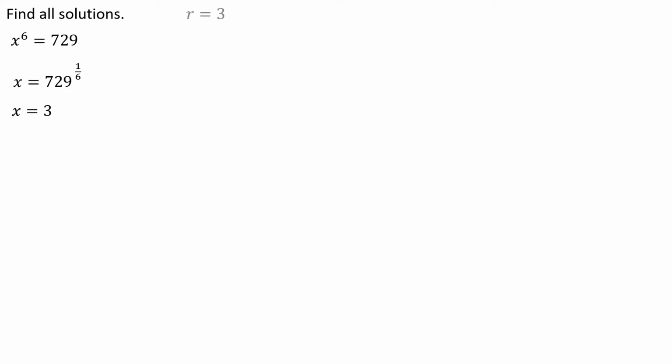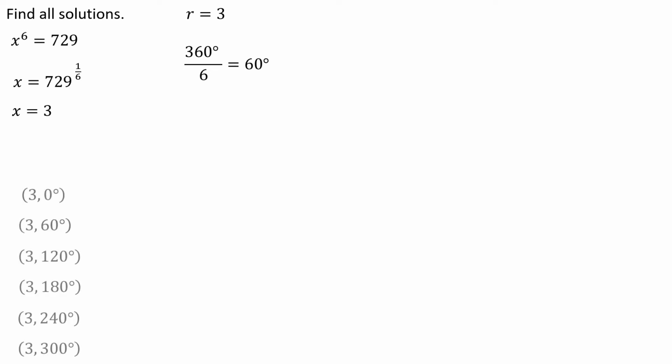But all my solutions will be 3 units away from the origin. Right, so it's a circle of radius 3. And because there are 6 solutions, the solutions are going to be 60 degrees apart. So here are the 6 solutions, and those are exact locations. Right? 3, 0 degrees, 3, 60 degrees, etc.